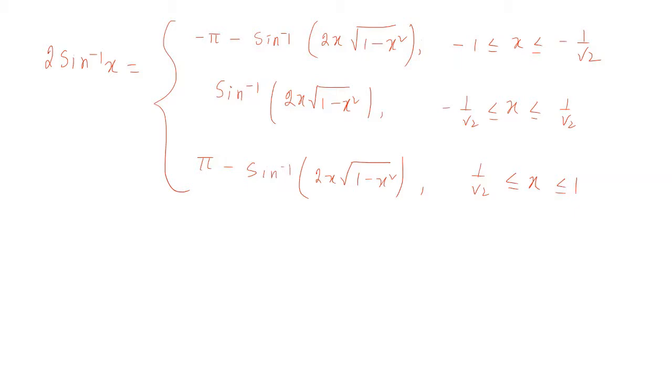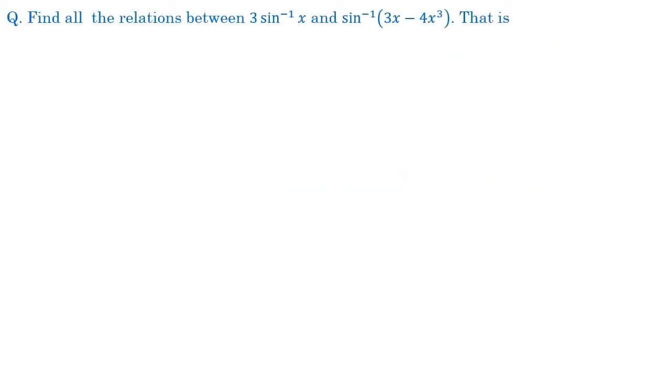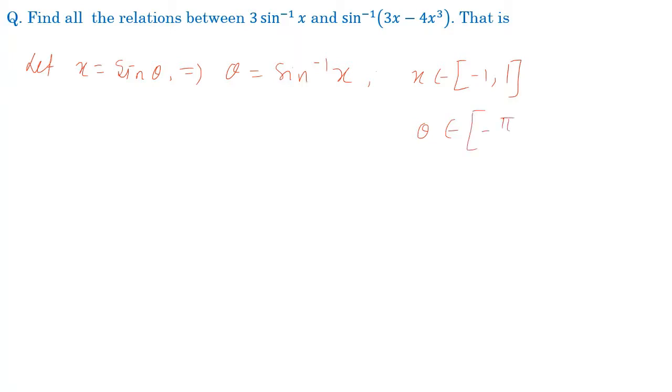Okay, so next we take another relation of the similar type, that is the 3 sine inverse x formula. So this is the next relation, 3 sine inverse x and sine inverse of 3x minus 4x cube. So first of all you take the substitution like this. Let x is equal to sine theta, then this will imply theta is equal to sine inverse x, and the condition on x is that it belongs to minus 1 to 1, you know this one, and theta should belong to minus pi by 2 up to pi by 2.